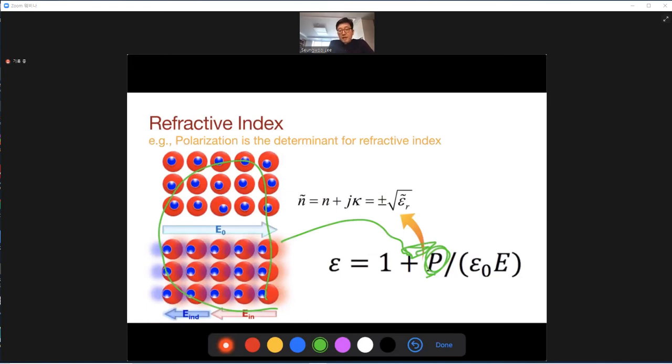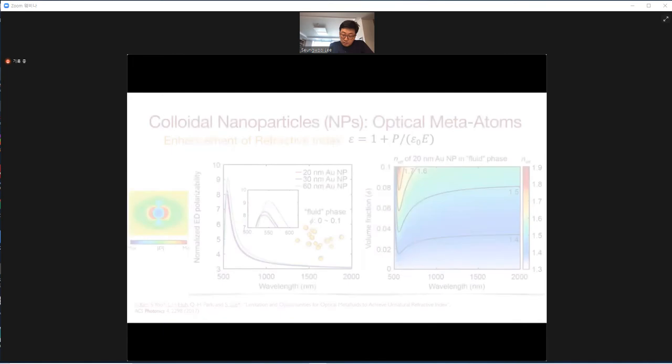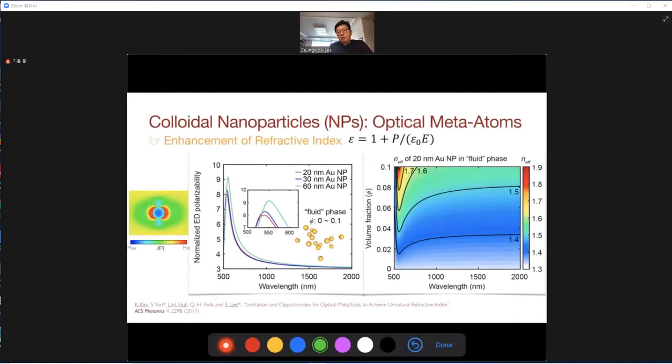So the challenge becomes quite simple. We have to increase the polarization as much as possible toward maximizing the accessible refractive index. Okay, so from this point of view, I'd like to introduce the metallic nanoparticle or metallic colloid as an optical meta-atom. It has long been known that the metallic nanoparticle or metallic colloid can exhibit this kind of localized surface plasmon resonance.